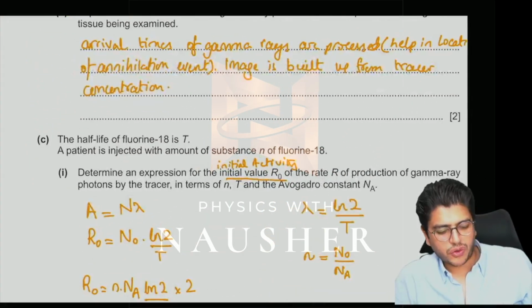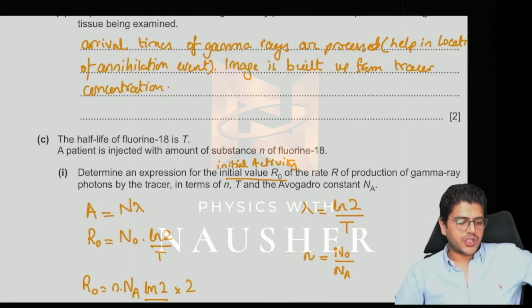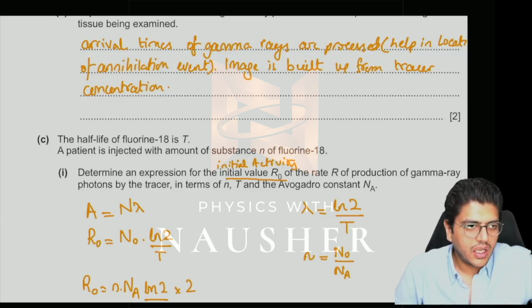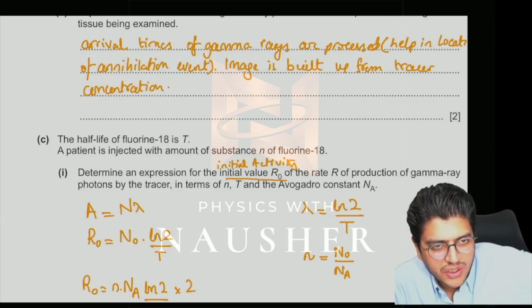The half-life of fluorine 18 is T. A patient is injected with the amount of substance N of fluorine 18. Determine expression for the initial activity.